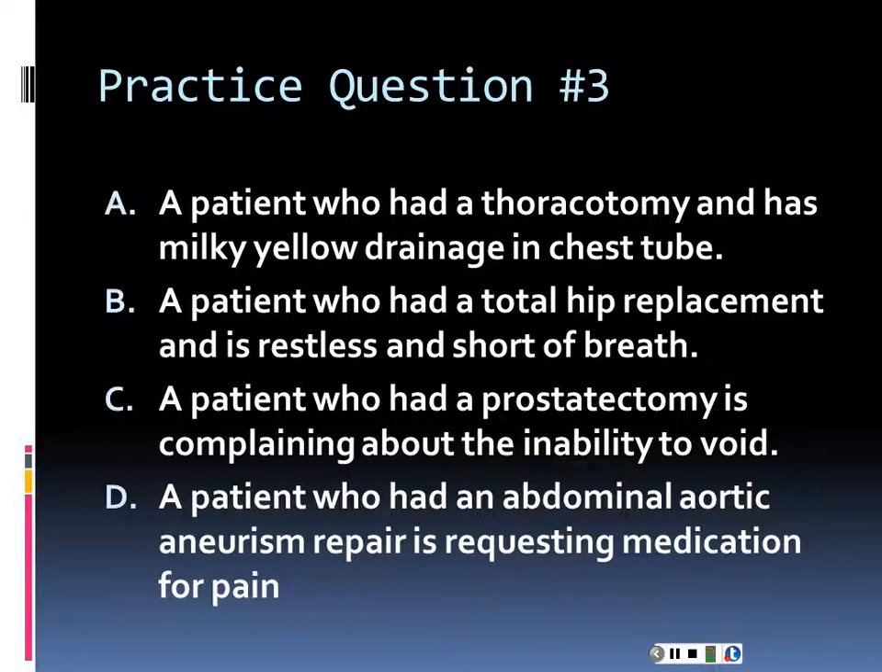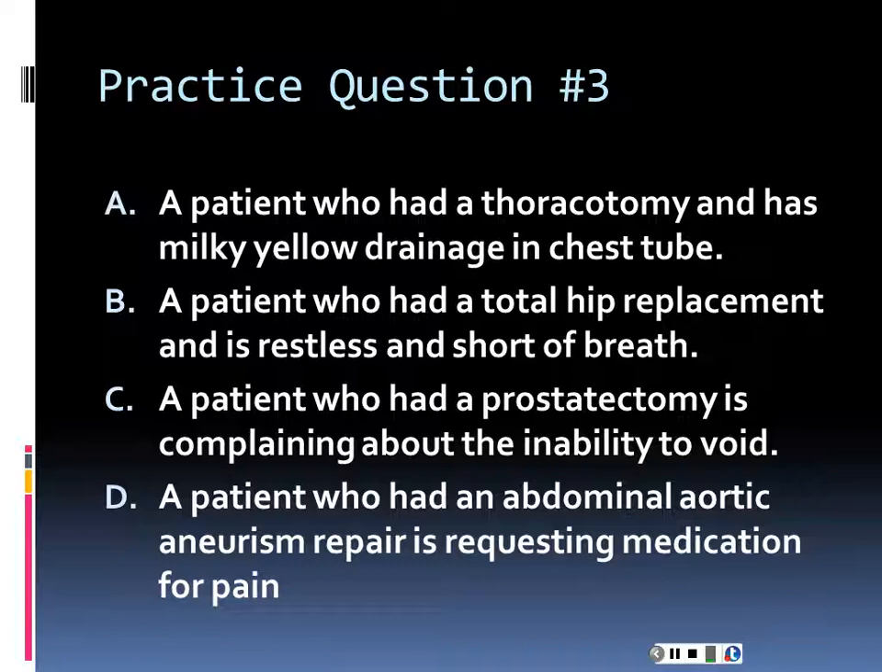I'm going to look at A and think, what is the worst thing that could be happening here? Milky yellow drainage sounds purulent to me. It sounds like an infection. But that's not an ABC problem. It took them 2 or 3 days to grow the infection. They can wait another hour for me to go see them.